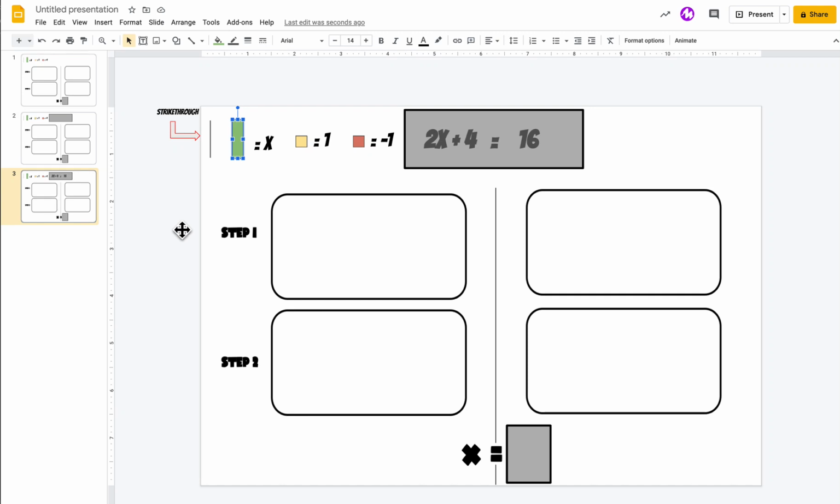So let's take a look at this equation. It is 2x plus 4 equals 16. So on my algebra tiles, I need to represent my equation first with my algebra tiles. So I have 2 x's, and then I got plus 4. And you can copy and paste these.